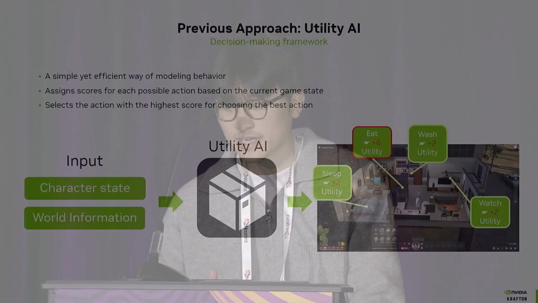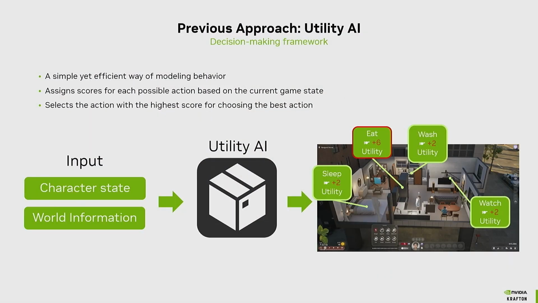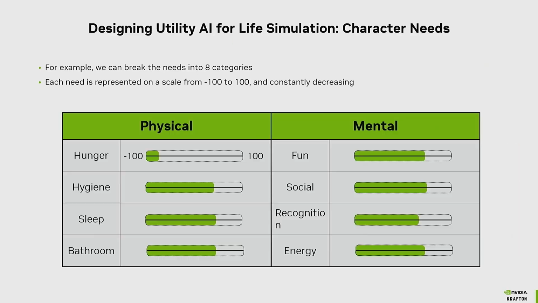To answer the first question, we will first look at the previous approach of modeling behavior and its limitations. A traditional method, utility AI, is a simple yet efficient way of modeling decision making, and it works by assigning a score to the possible actions based on the current game state and selecting the action with the highest score for choosing the best action. That's utility AI. Then how do we design utility AI in a life simulation game?